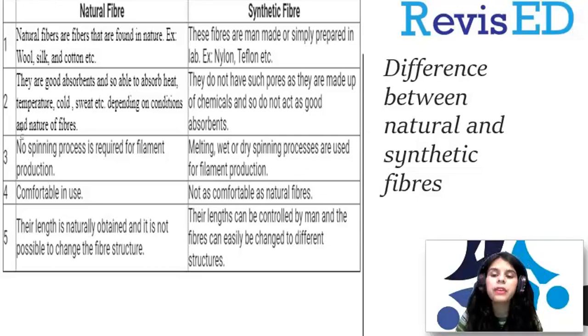Now, the length of natural fibers is naturally obtained and it is not possible to change the fiber structure, but in synthetic fibers we can control the length, and the fibers can easily be changed to different structures because they are man-made. So this is about fiber and fabric, the different types of fibers, natural and synthetic, and the difference between them. This is all for this session.